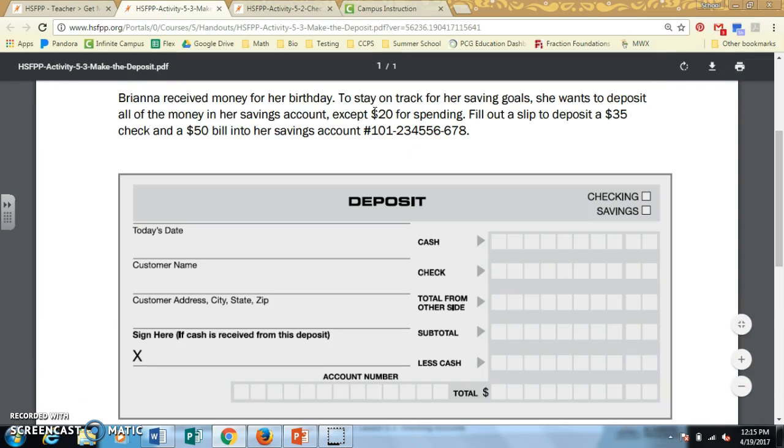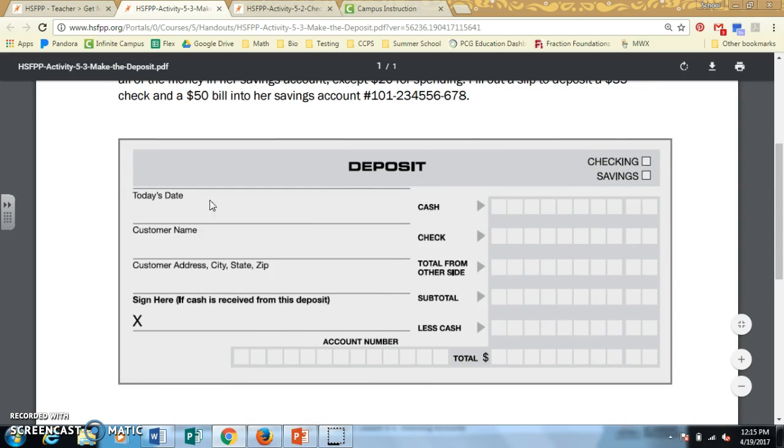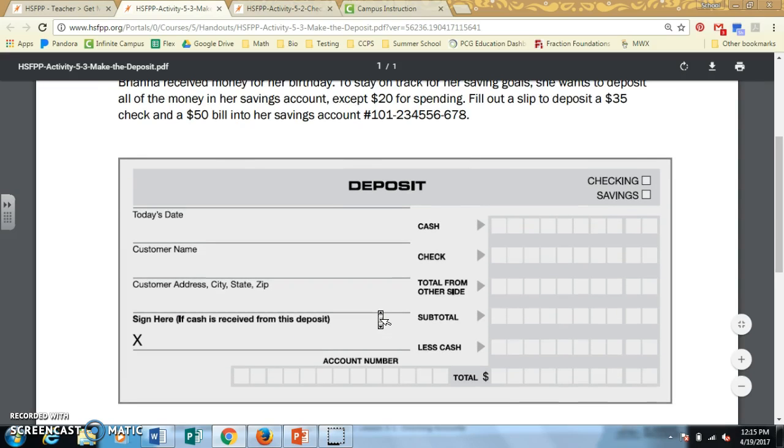And they've given you this savings account right here. This is her savings account. So you can go ahead and fill out today's date, customer name, customer address. You don't really have to do that. And you can sign here as well if you're going to actually receive cash from this deposit. If you read this, except for $20 from spending, that I kind of just told you we wouldn't be worrying about, we are going to fix, and we're going to worry about that right now.